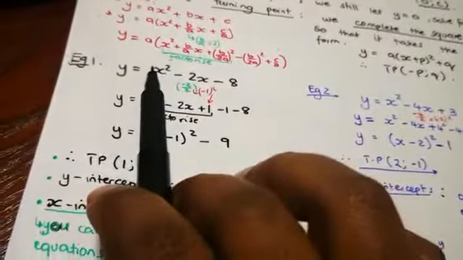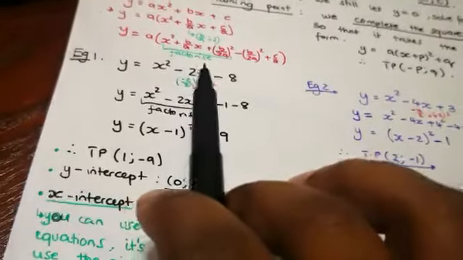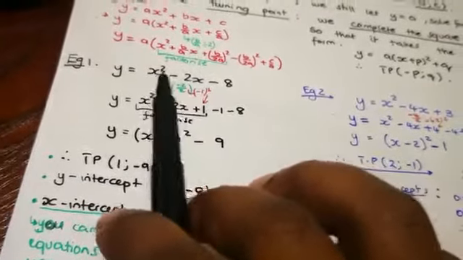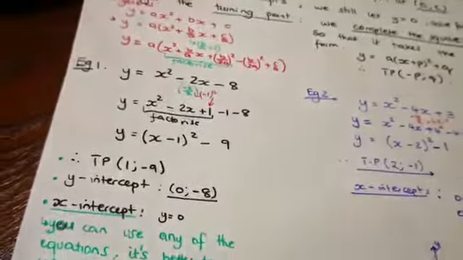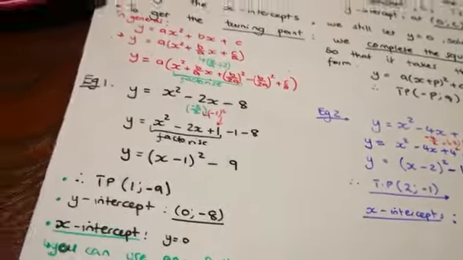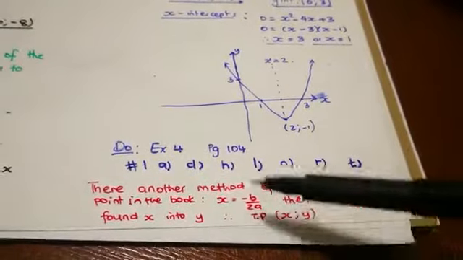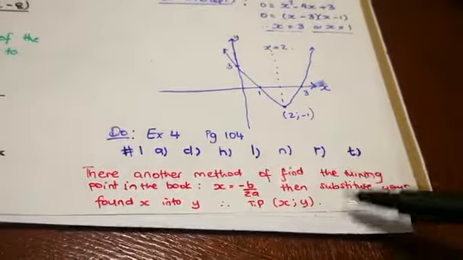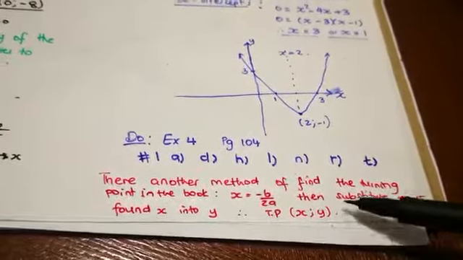So we found 1, so it will be 1 squared minus 2 times 1. So 1 minus 2 is -1. -1 minus 8 is going to be -9. Then you get your turning point. So you can also use this method if you find it easy.